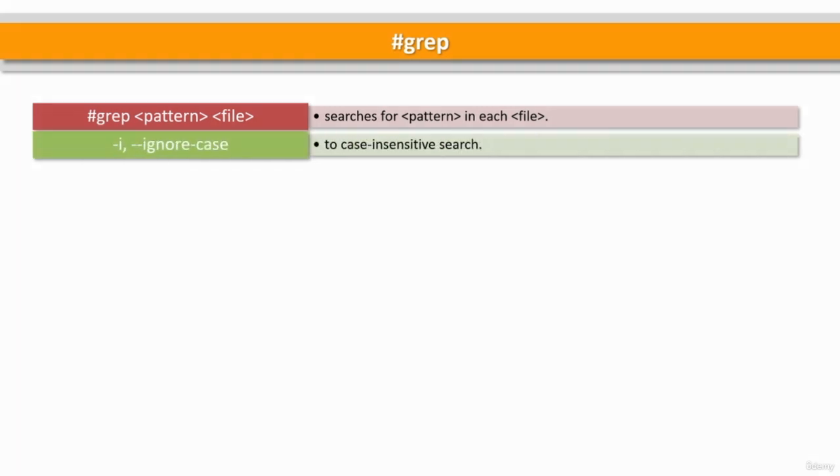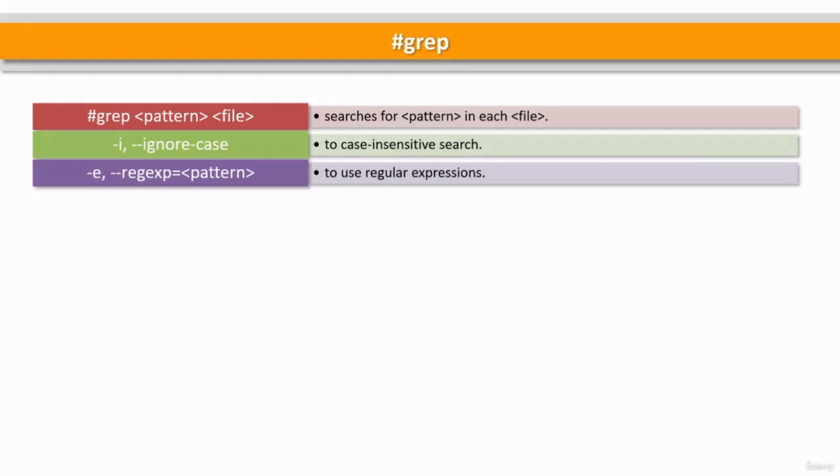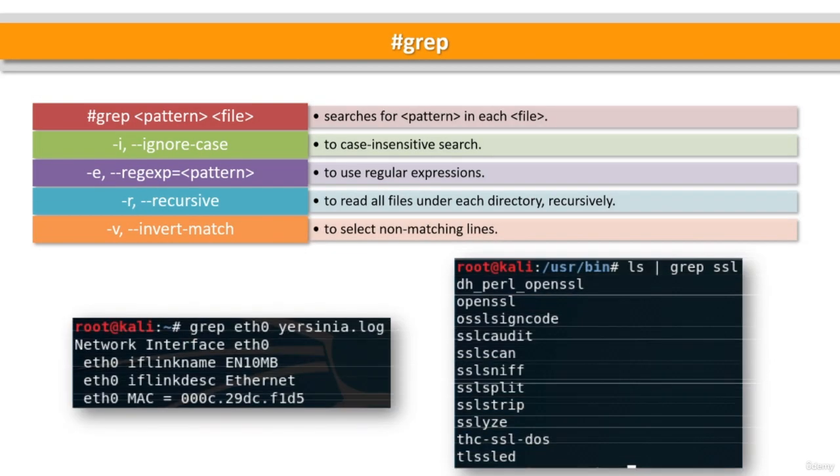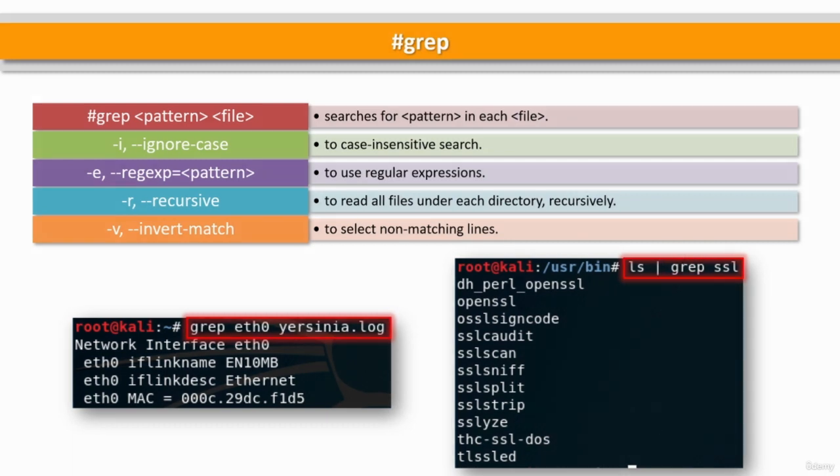The -i parameter is used to perform case-insensitive searches. You can use regular expressions with the -e parameter. The -r parameter can be used to read all files under each directory recursively. And then finally, the -v parameter. We use that when we want to select non-matching lines. All right, so let's give it a shot.